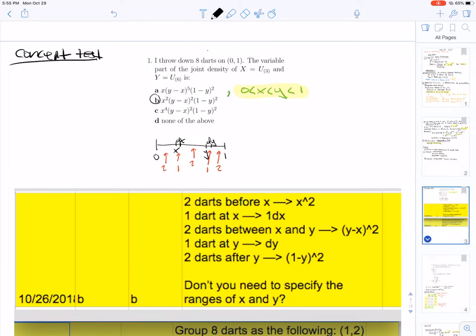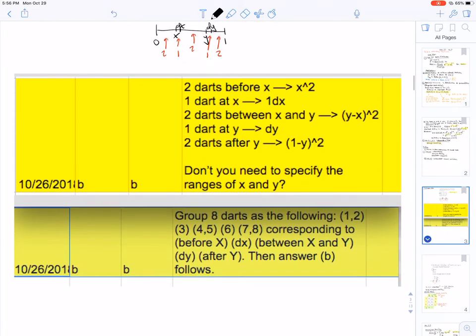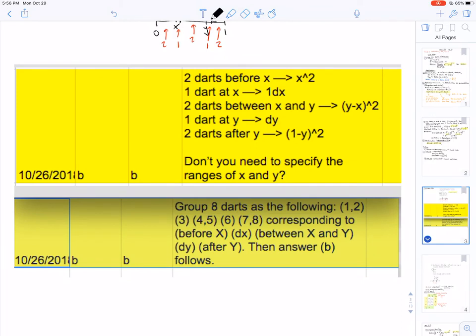So you necessarily have one dart going in dx and one dart going in dy. That leaves, for x to be the third order statistic, 2 darts going before x, and for y to be the 6th order statistic, 2 darts go after y, because you have a total of 8 darts. That leaves 2 darts to go between x and y. Students wrote this explanation well, and I just show 2 samples of their explanations here.